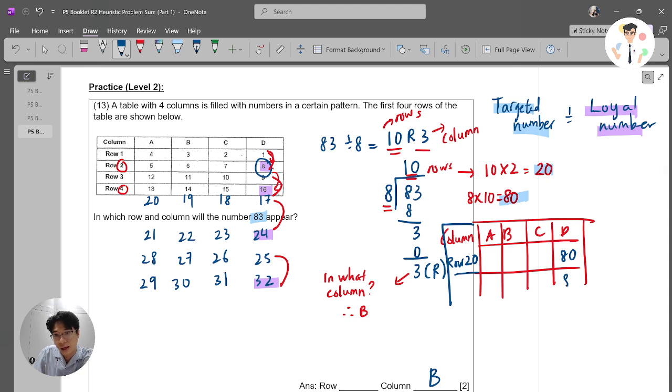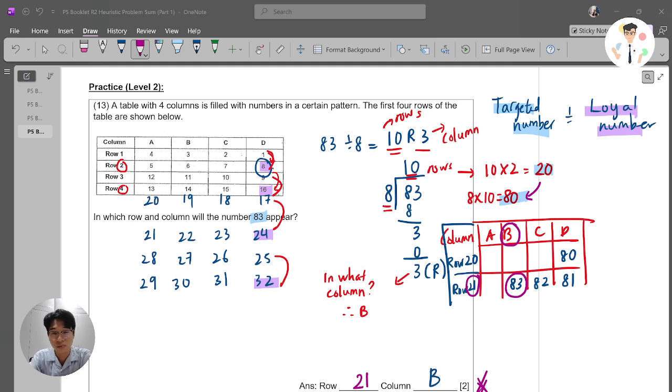80 is here. 81 will be where? Here. 82 will be where? Here. 83 will be where? Here. And here will be row 21. That's why our answer here, very important, is 83, and 83 is column B and row number 21. So this 20 is actually for 80. If we continue down, then I know it's row 21. And that's it. We are done for this question.